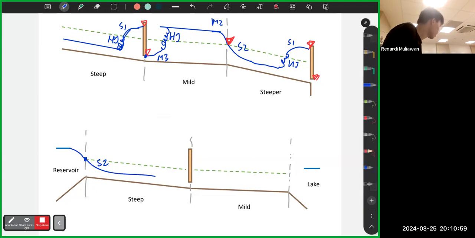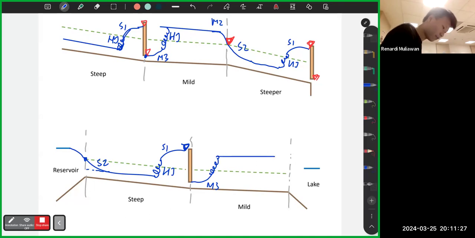S2, not S3. S3 starts from below the YN. This one is between the YN and the YC, so this one is S2. And then at A, there's a mismatch. You need to go up, but here is YN. So you need a hydraulic jump. Hydraulic jump is S1. Okay, mild slope, then this one is M3, hydraulic jump, YN.